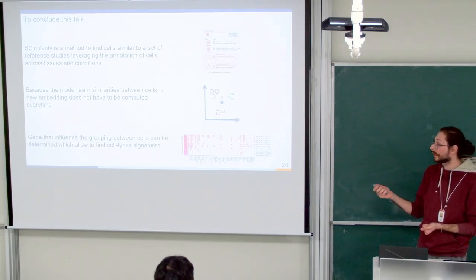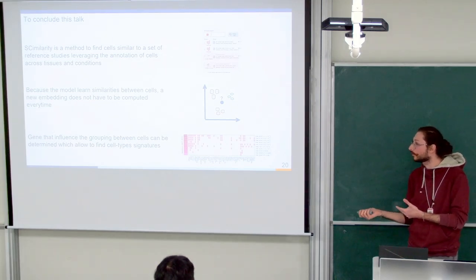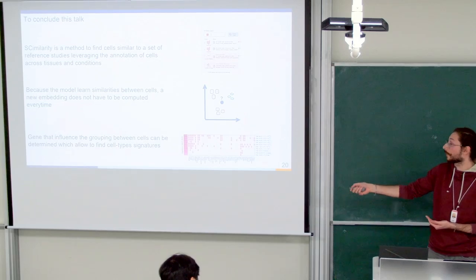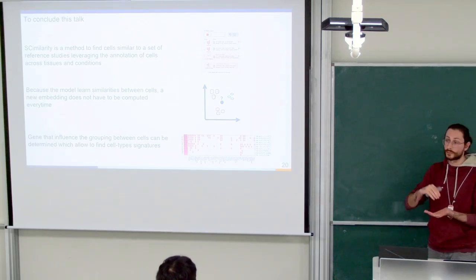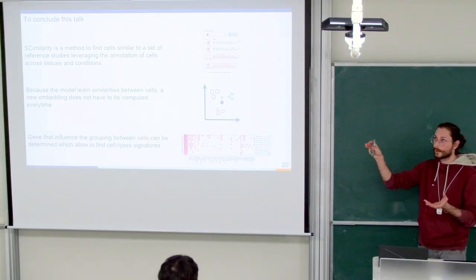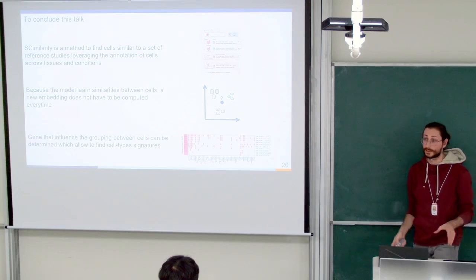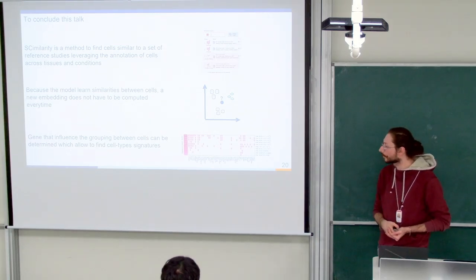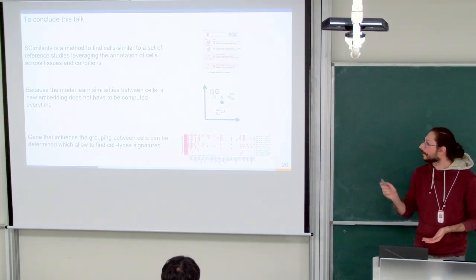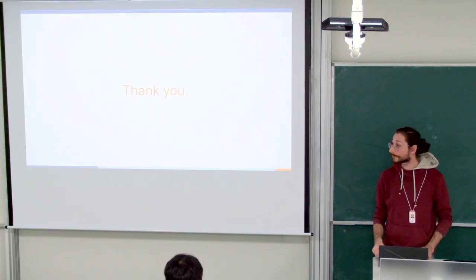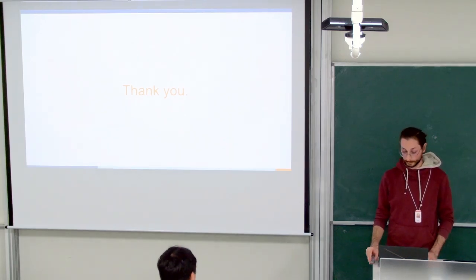We don't only have information about which cells are present in our data set. We also have information about which genes are important for the model to compute this embedding, so which genes are actually important to discriminate the different cell types. I think this is really valuable information. Well, this is the end of my talk. Thank you very much.